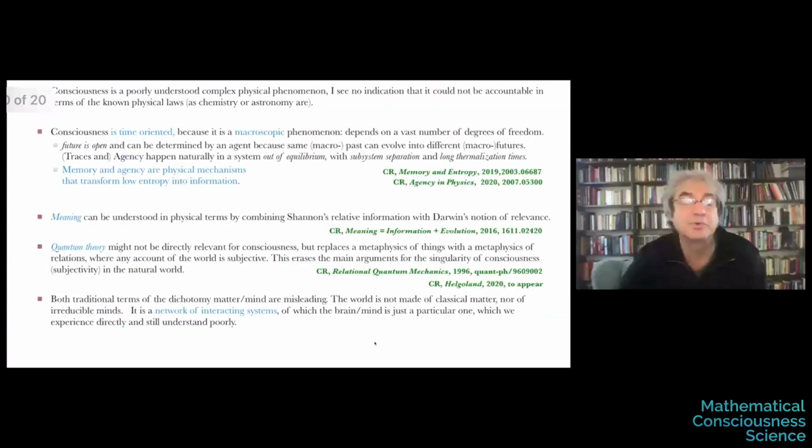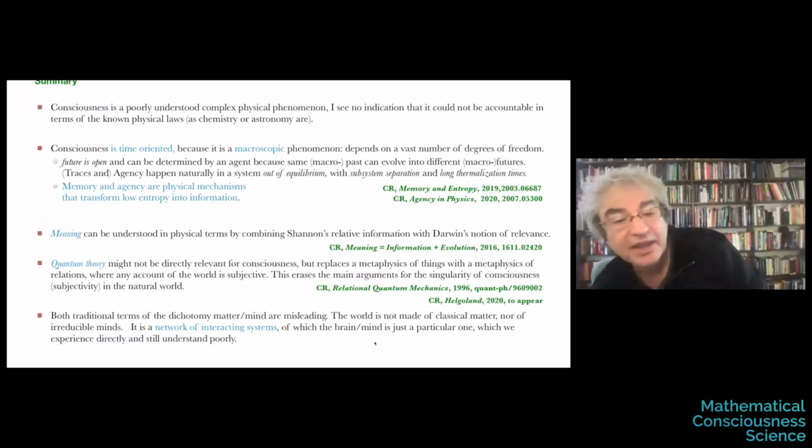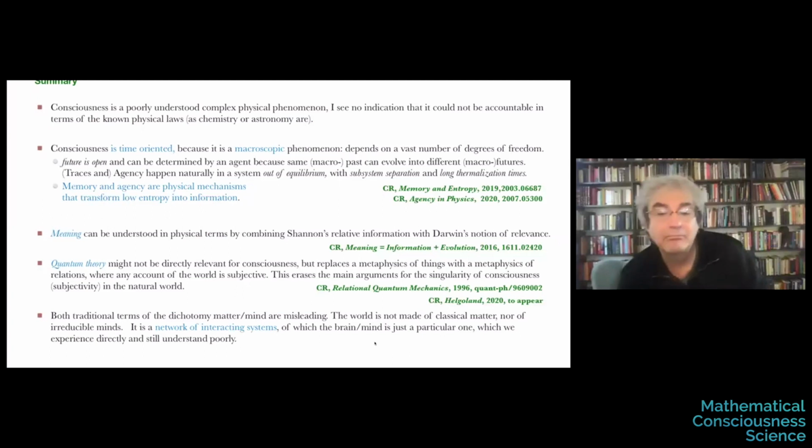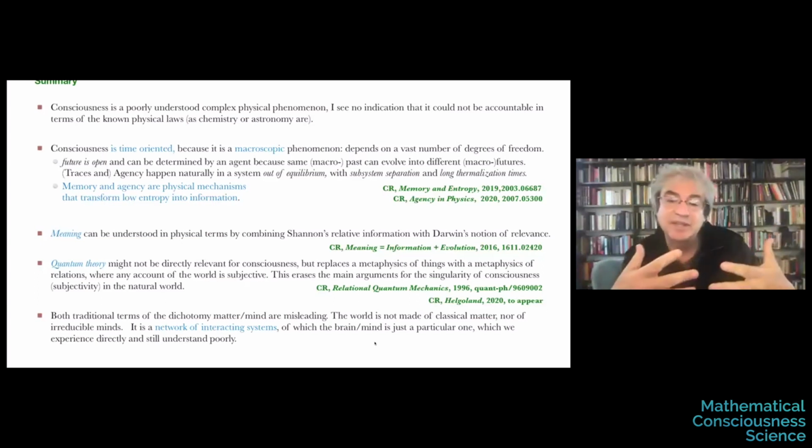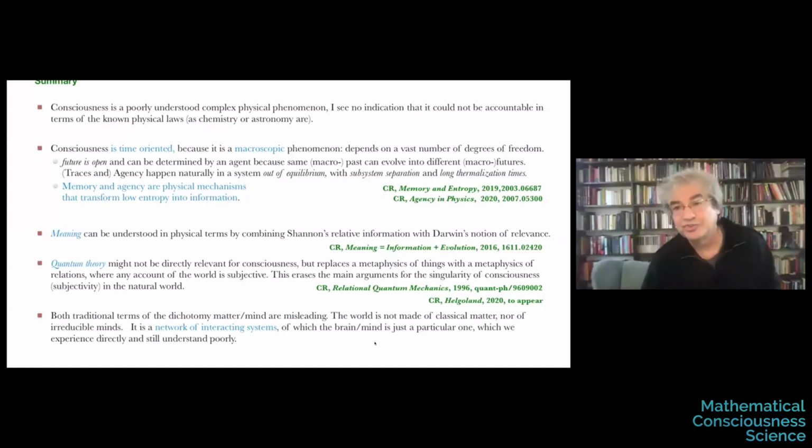And the last point, the one on which I closed: I think the traditional dichotomy of matter-mind, in the light of these high-level consciousness-related phenomena that I've discussed, seen from the perspective of physics, is completely misleading. The world is not made by classical matter, nor by irreducible mind. It's a network of interacting systems. That's the physical picture that comes from physics today, in the light of our understanding of statistical mechanics and quantum mechanics. And so the brain-mind is just one particular system which we experience directly, and of course it is still poorly understood.